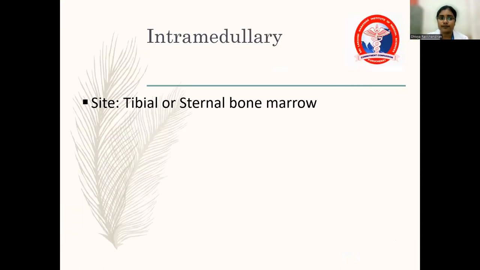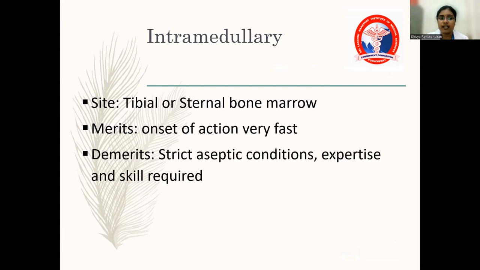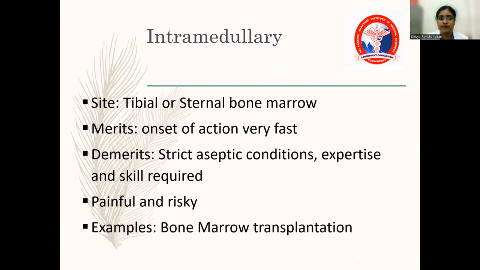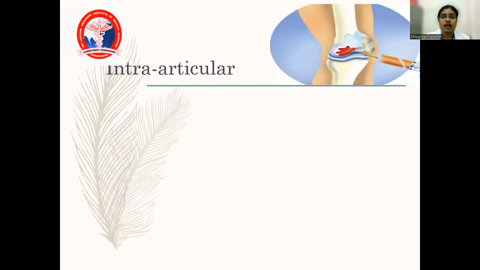Next is intramedullary. The site is mainly the bone marrow, either the tibia or the sternal bone marrow. Merit: onset of action is very fast. Demerits: strict aseptic conditions are needed, expertise and skill are required, and it is painful and risky. Examples: bone marrow transplantation, or any biopsy to be taken, this route is used.